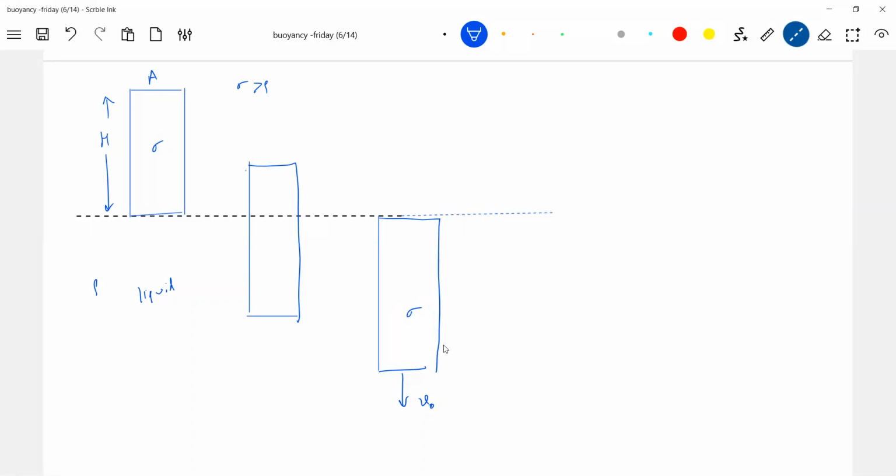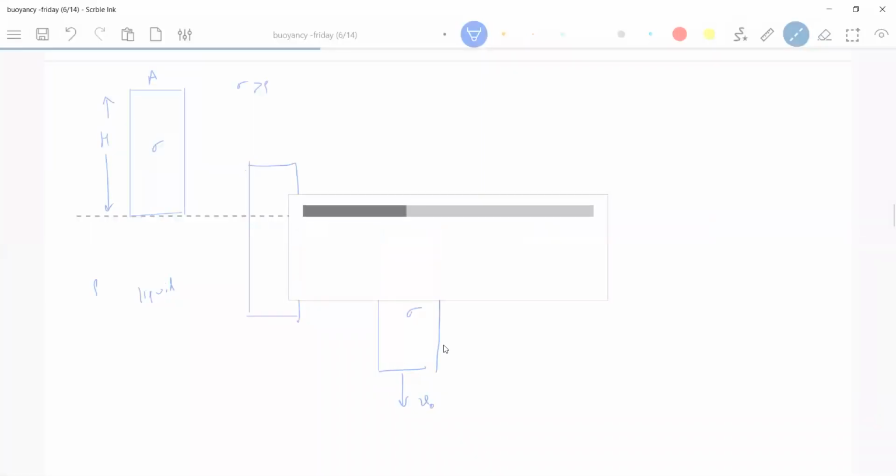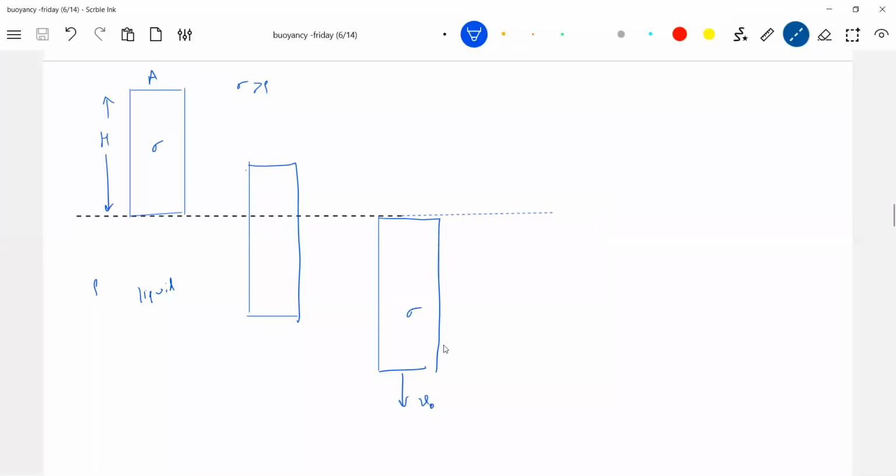I'll release it. Why will it get into the liquid? Because the density of the solid is greater than the density of the liquid. So definitely it will sink, no? So here it will accelerate. Okay, what are the forces that are acting? Weight of the solid, and some length y is immersed. Then the buoyant force will be.